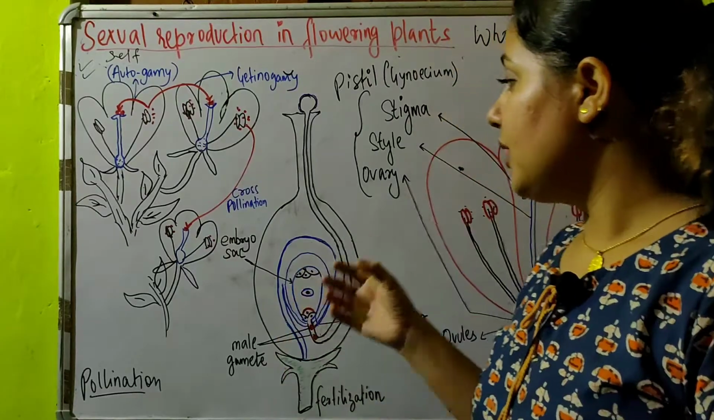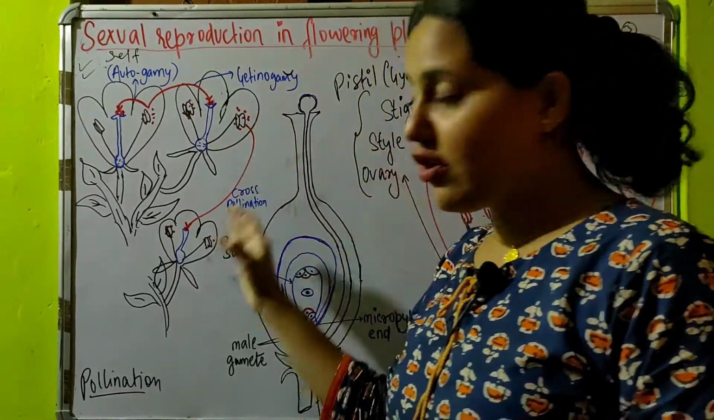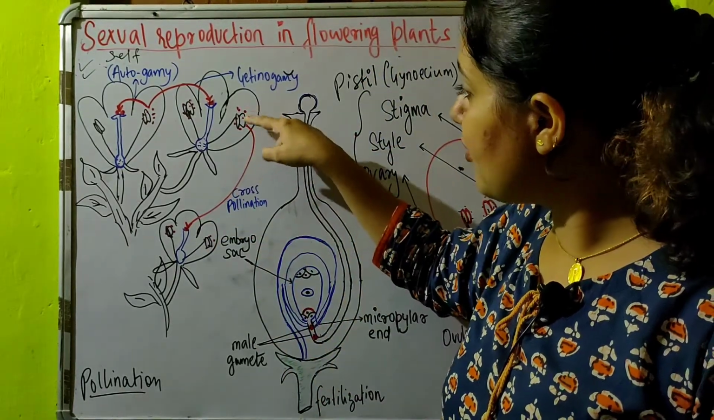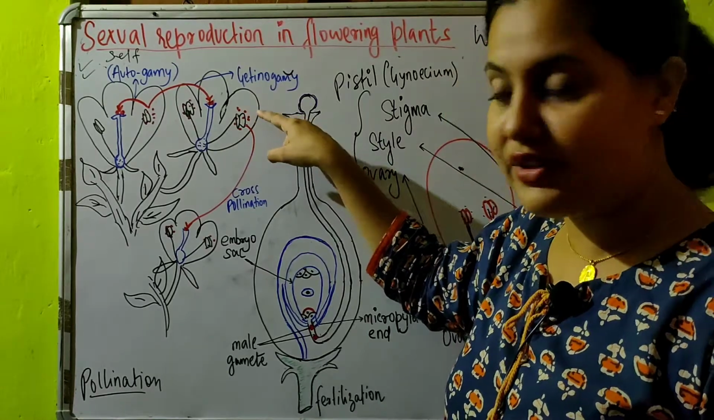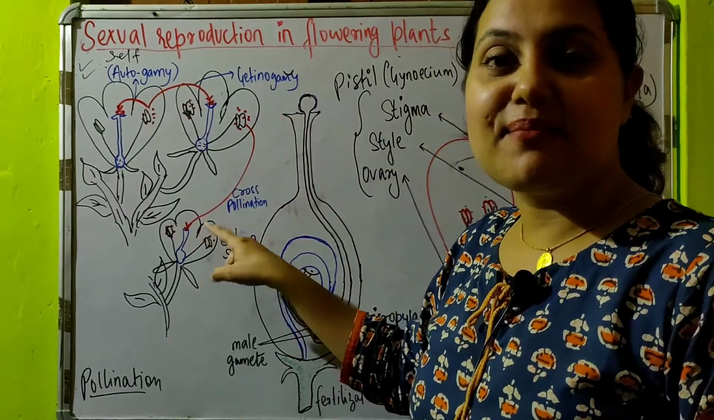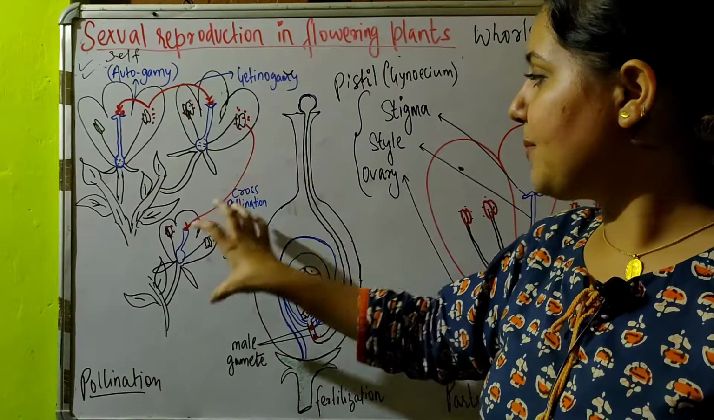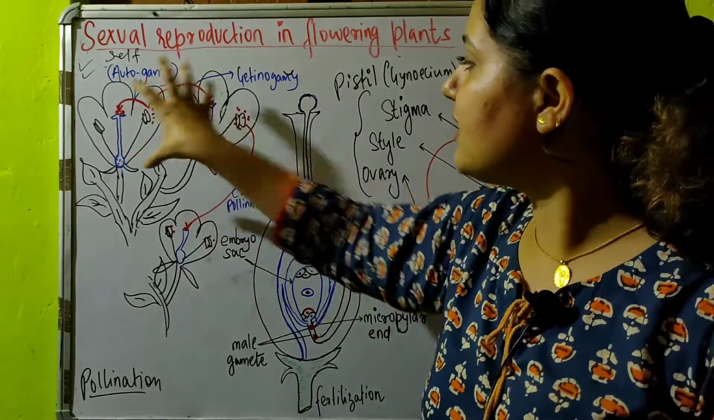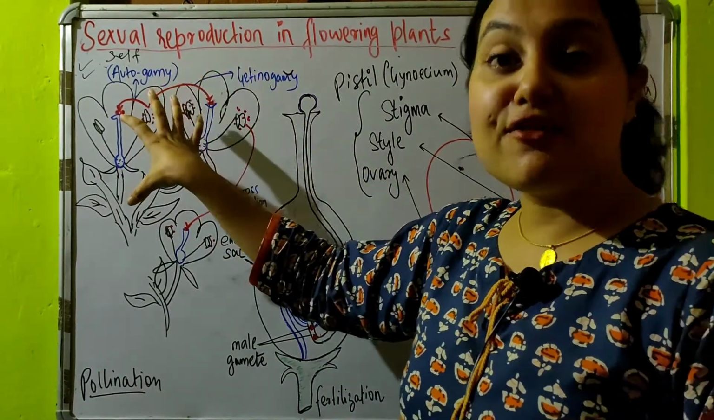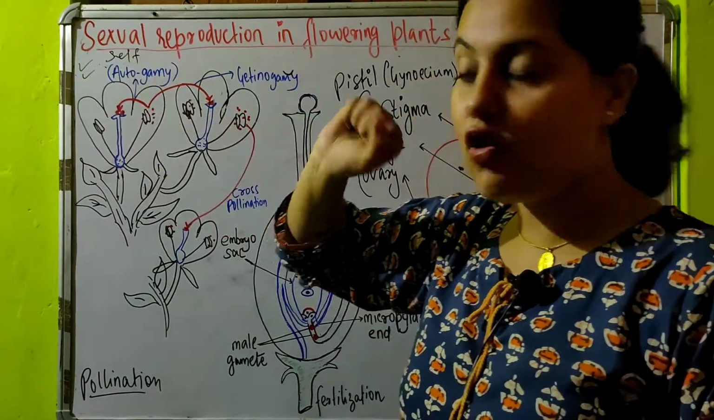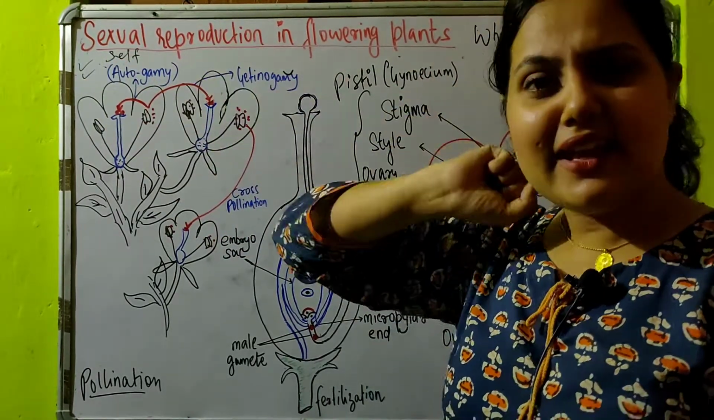Now you see, this is cross pollination because the pollen grain from this flower is transferred to the stigma of this flower. This is the example of cross pollination, and these two are the examples of self pollination, this is the example of autogamy, and this is the example of geitonogamy.